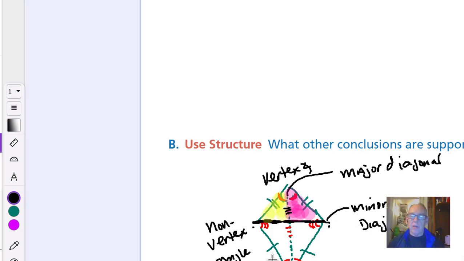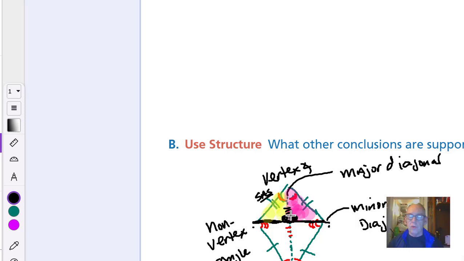That gives us a side part of a pattern. These two angles are congruent from our other work, showing that this major diagonal bisects this angle. That gives us an A part of a pattern. And then by definition of kite, these two sides are congruent because this is one of the pairs of consecutive congruent sides. So these two triangles are congruent because of side angle side. And since they're congruent, we can say that this angle and this angle are congruent because those are corresponding parts of congruent triangles.